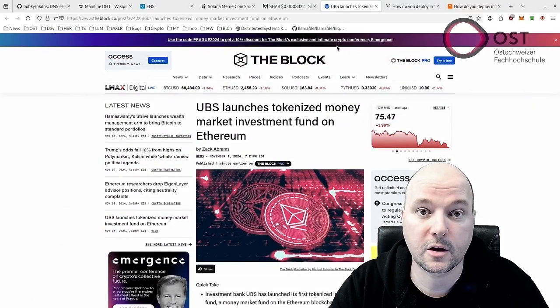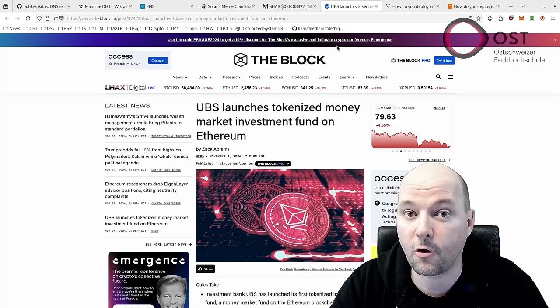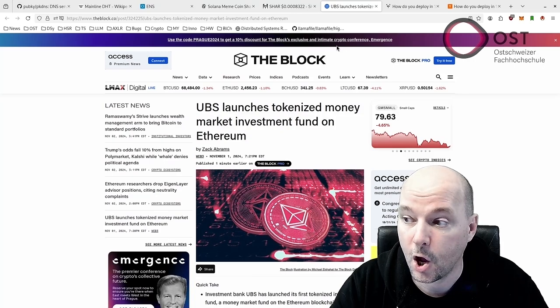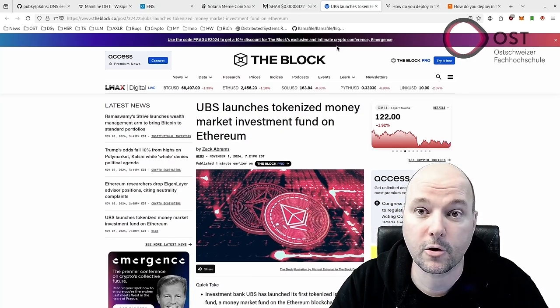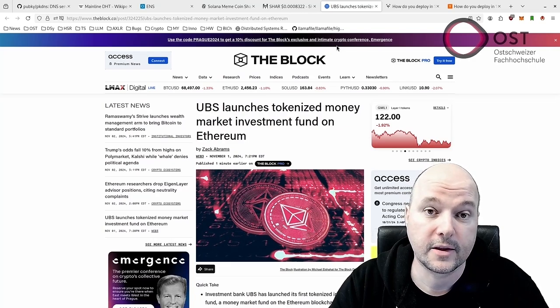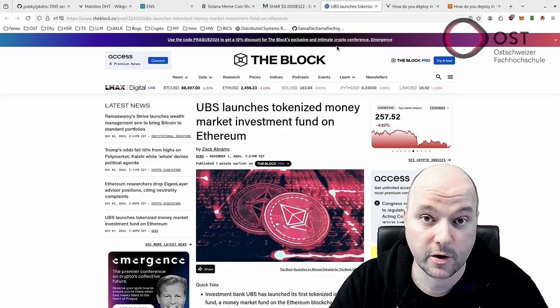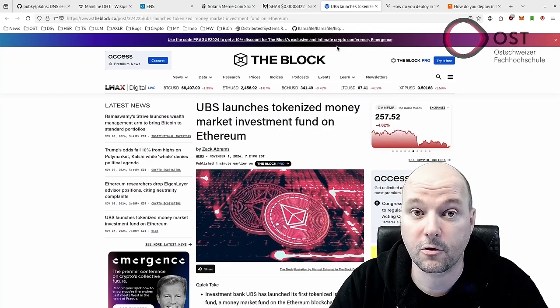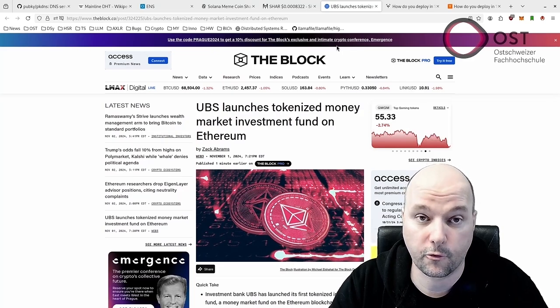UBS, the world's largest private bank, has launched its first tokenized investment fund on the Ethereum blockchain called UMINT, which stands for UBS USD Money Market Investment Fund Token. This initiative is UBS's entry into the growing space of tokenized real-world assets, joining other financial giants like BlackRock and Franklin Templeton, who have already made similar moves.